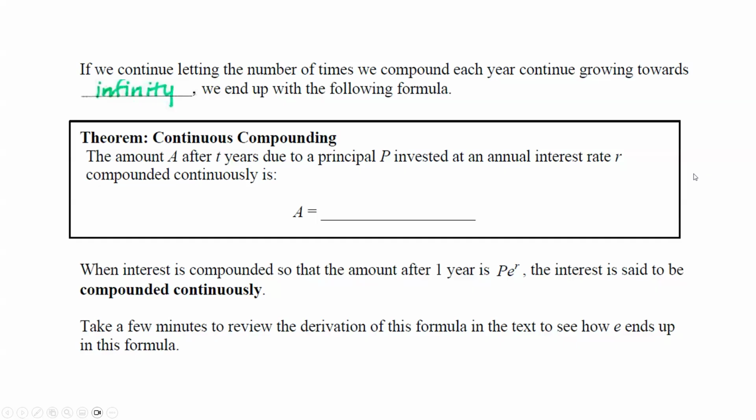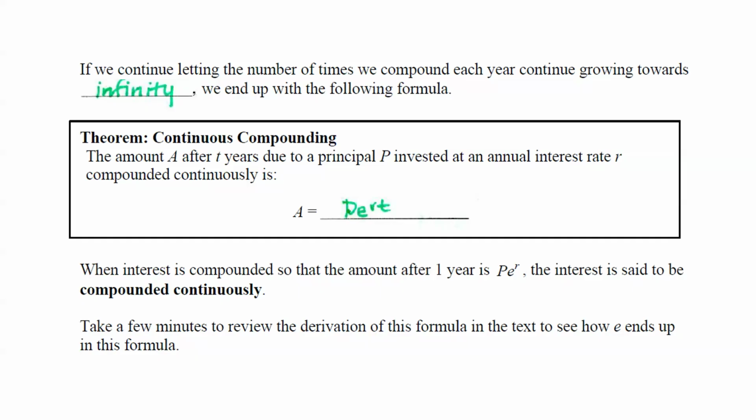So our theorem for continuous compounding states that the amount A after T years, due to a principal P invested at an annual interest rate R compounded continuously, is A equals PE to the RT. So the number E is approximately 2.71828. It is a special mathematical constant, and it appears naturally in continuous growth problems. So in your calculator, this would be the button e to the power x.